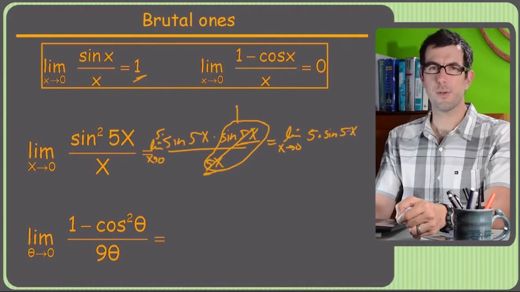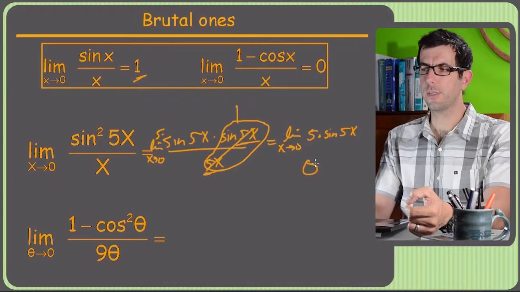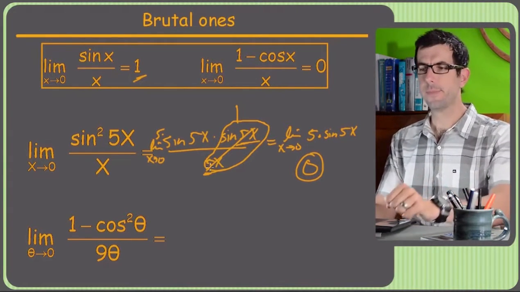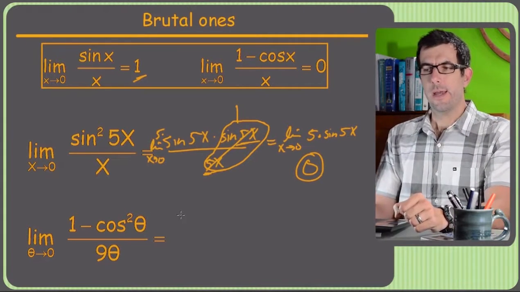Of course, you plug in 0 to sine, you just get 0. So this is really just 0. Not too bad, though. At least it's not indeterminate, right? Maybe not. All right, next one.